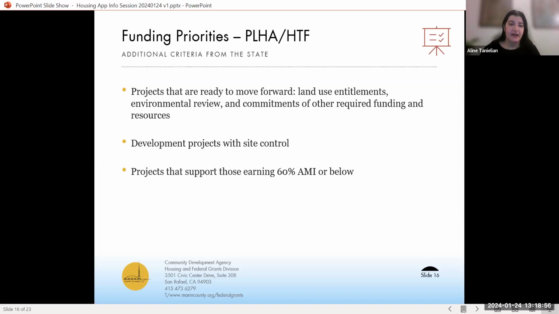So priorities for this bucket include projects that are ready to move forward, whether that be demonstration of land use entitlements, environmental review, commitment of other required funding and resources, development projects with site control. This is something that HCD particularly wants to see for the PLHA portion of funds. And the projects supporting those earning 60% or below the area median income.